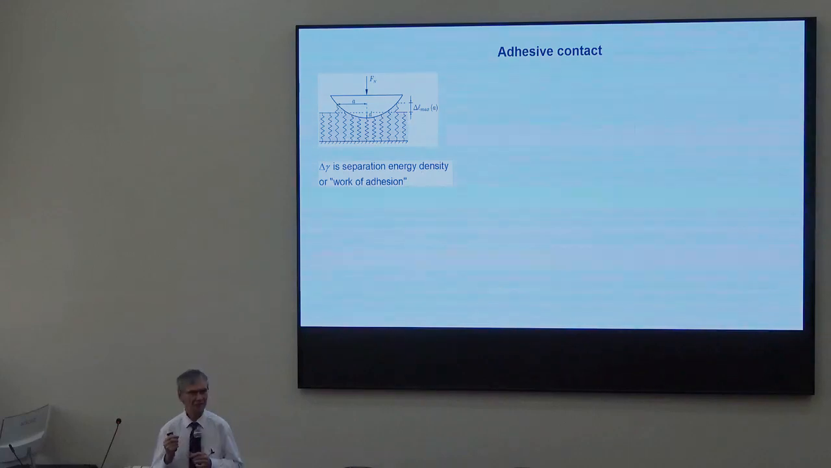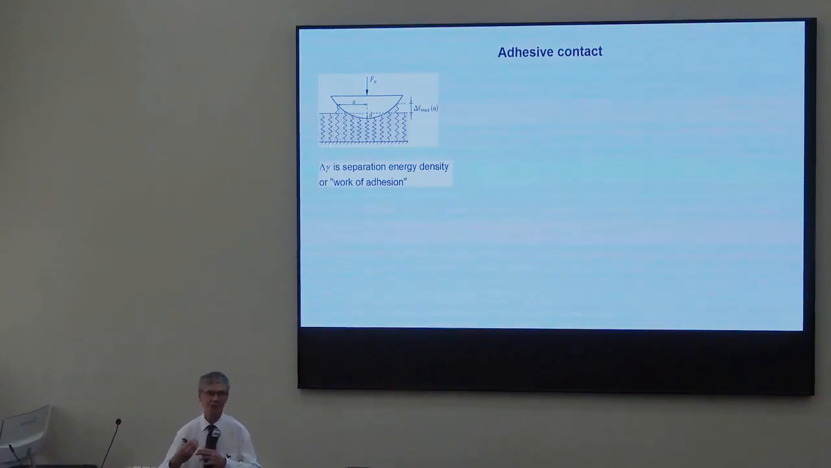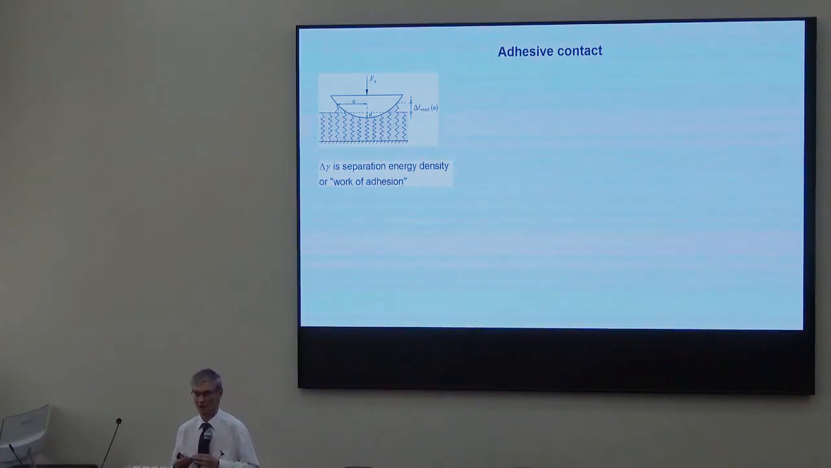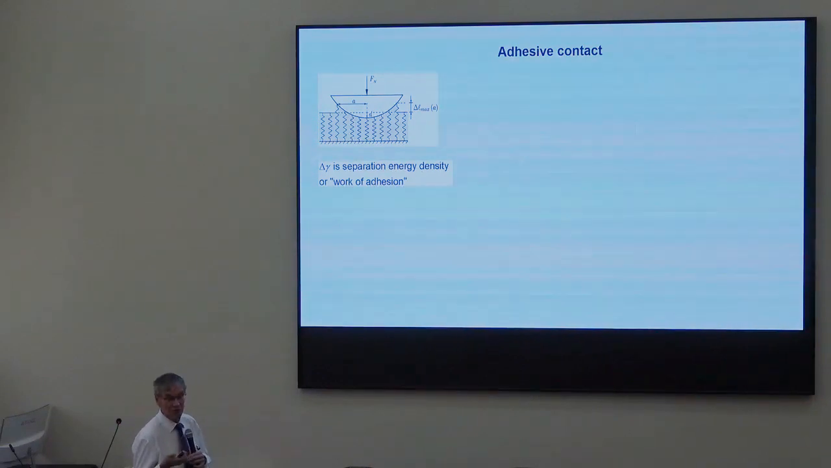In 1921, Griffith created crack theory, the basis of fracture mechanics. And the idea of Griffith was that the crack boundary is in equilibrium if the elastic energy relaxed by a small development, a small opening of the crack, is equal to the work of adhesion needed for this opening. This is the energy balance idea. And the same idea was used by Johnson, Kendall, and Roberts.